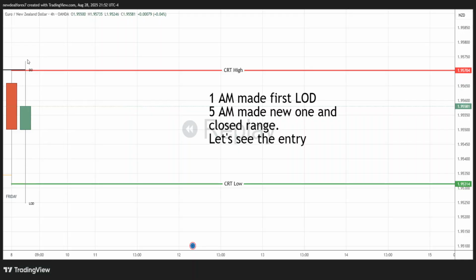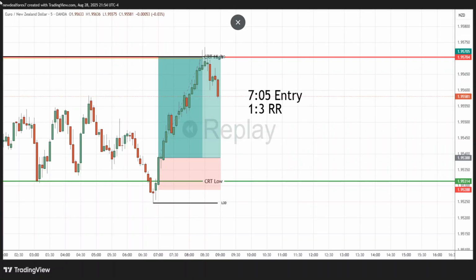And it backs up to the top. That's it. Let's see the entry on the 5-minute chart. Okay, so here, price chops around. It breaks below it and then closes inside of it around 7:05.